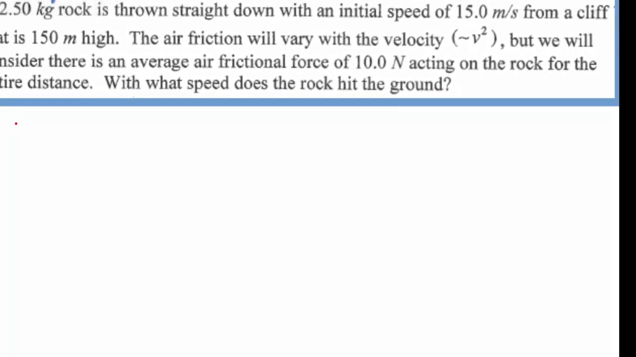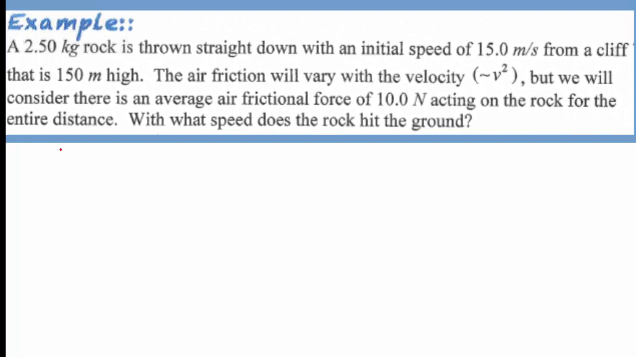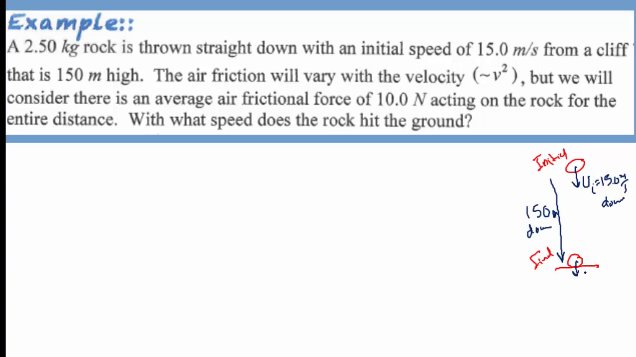Okay, let's go ahead and solve a problem over that. So here you have the mass given and the initial speed of an object dropped from a cliff. So here will be the initial conditions and here will be the final condition. Now the initial velocity is given to be 15 meters per second, and we have the displacement, which is 150 meters downward. This is the velocity also down. And we are asked to find the final velocity. Also, we know the average air frictional force, which is given to be 10 Newton downward.